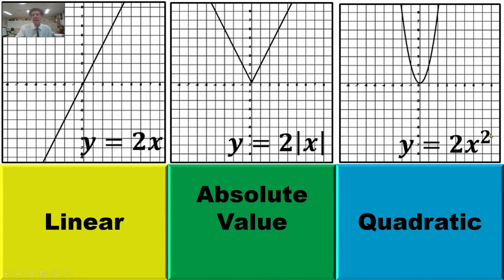If the a value, for example, on the quadratic function family, is a proper fraction, you will have a vertical shrink. And if any of these numbers, the slope or the a value, are negative, you will have a reflection over the x-axis.